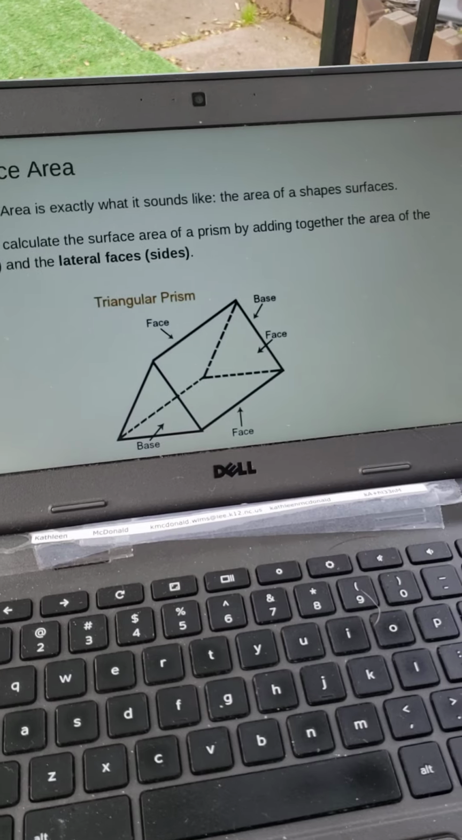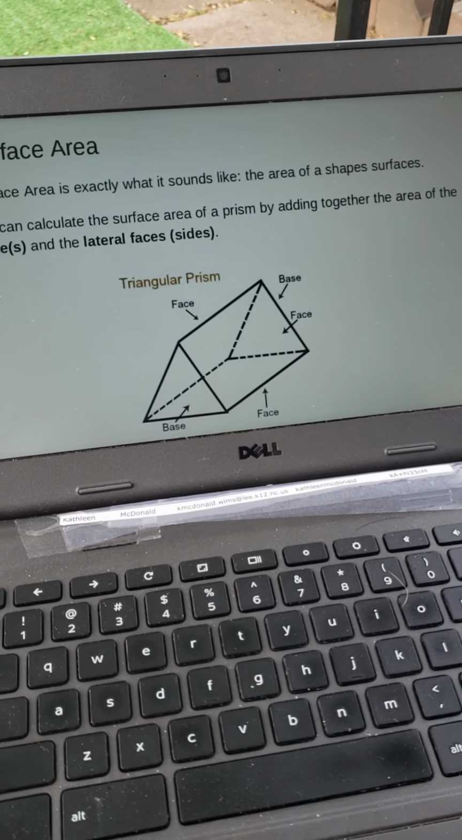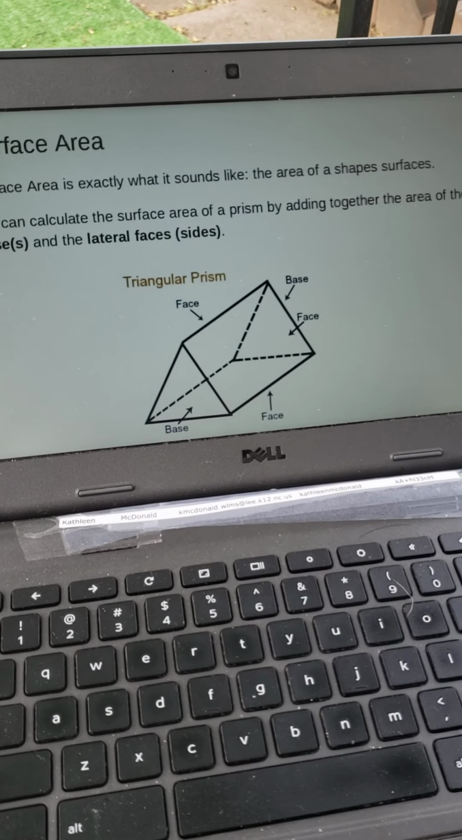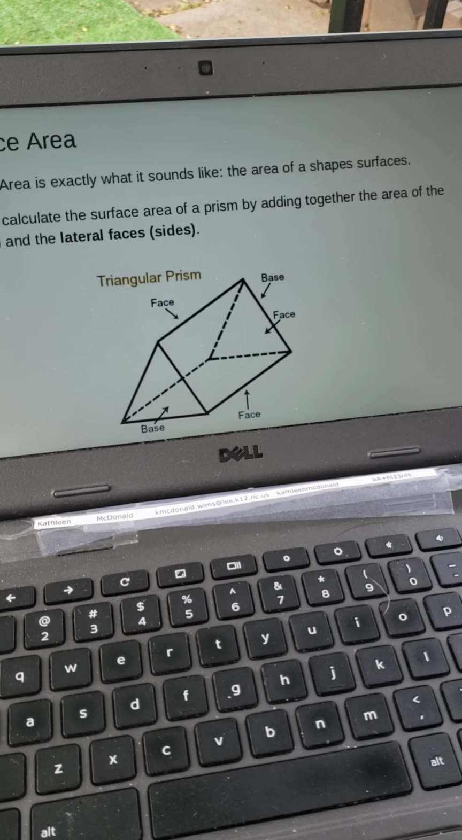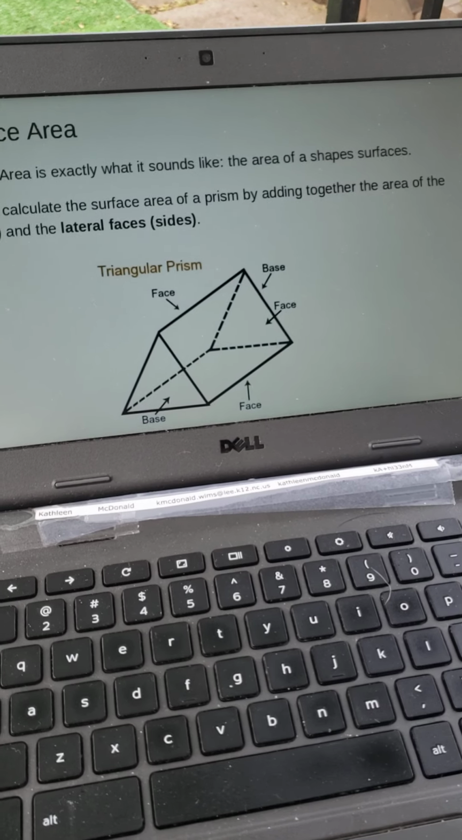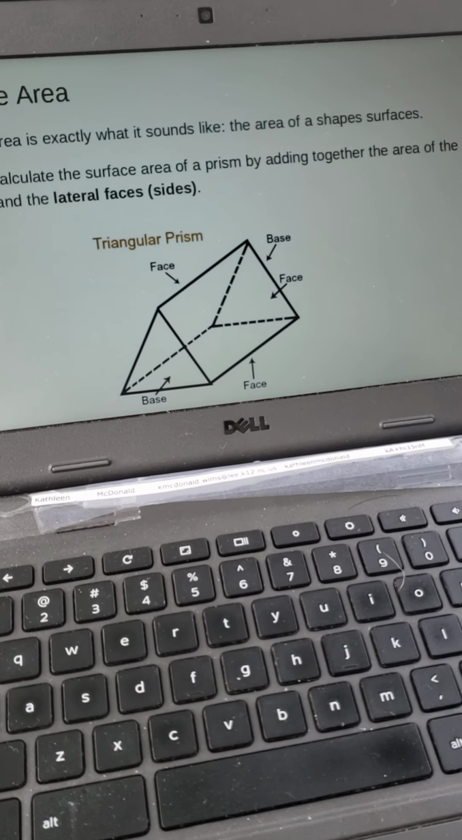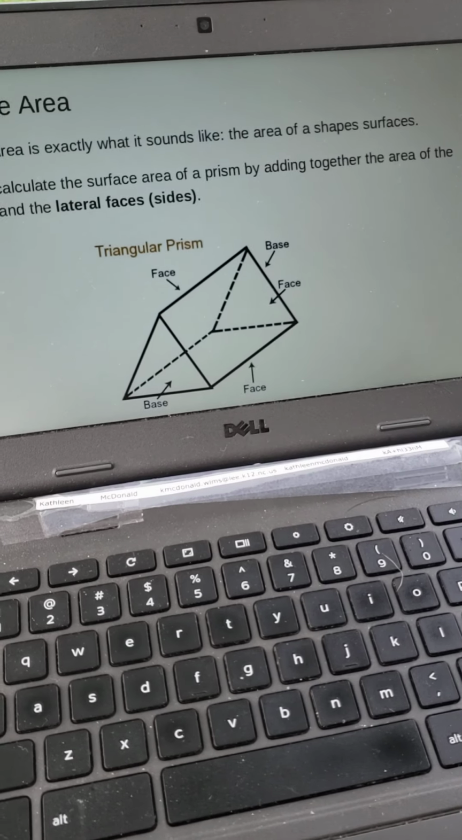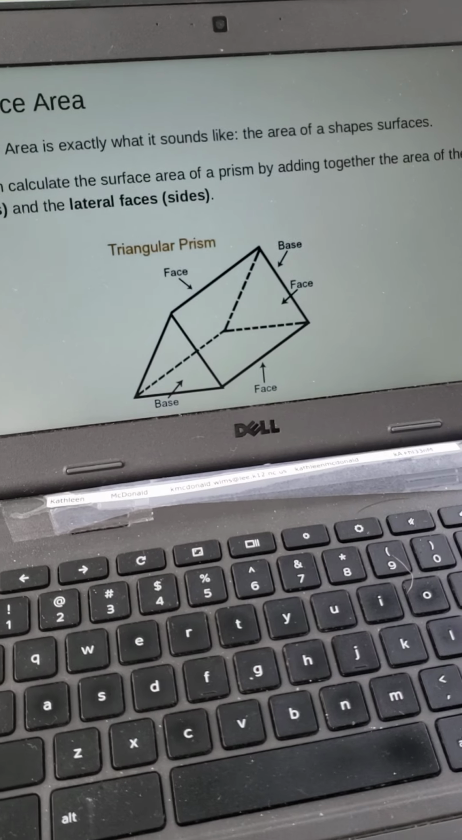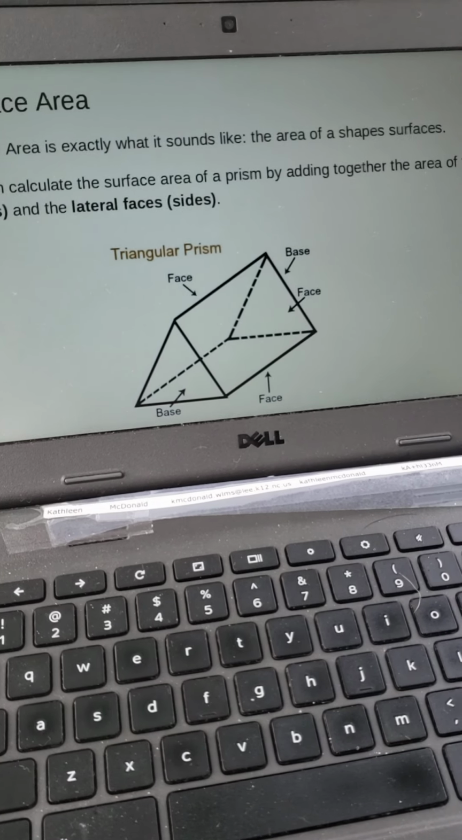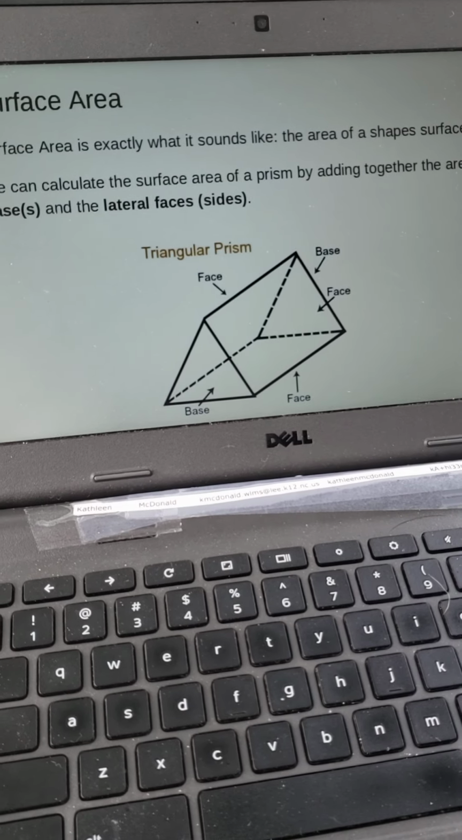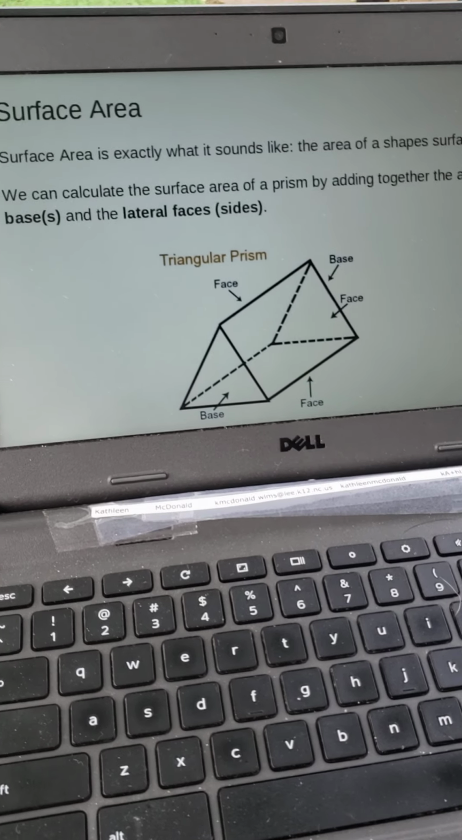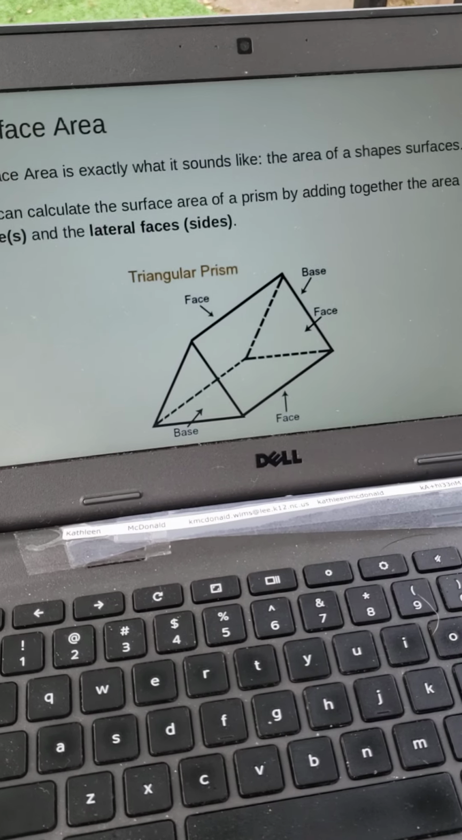So if you have a triangular prism, you will have to solve the area for the rectangles and the triangles, and then however many of each of those there are, you're going to have to add all of those together. So you have two triangles, and then you'll have the three rectangles in a triangular prism.